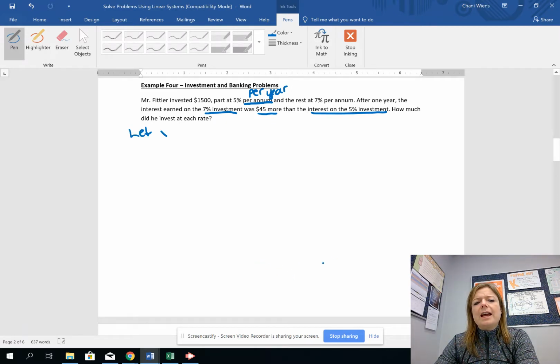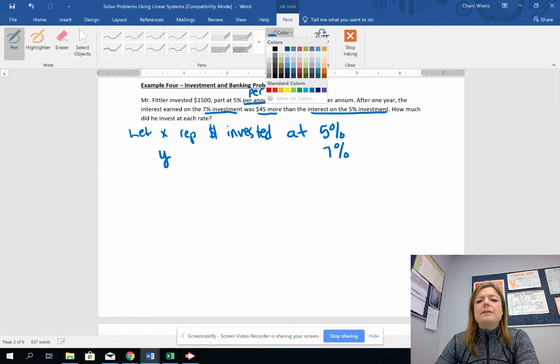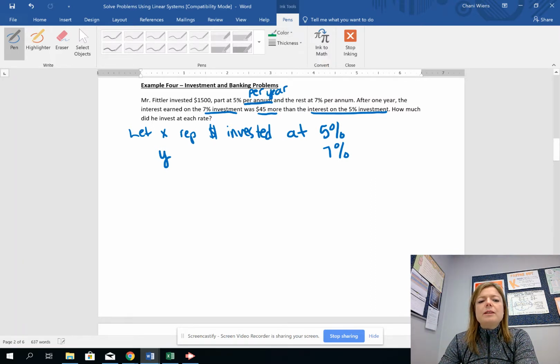So we'll just say let X represent dollars invested at 5% and let Y represent the amount invested at 7%. Now I'm going to do something that is a very good strategy while you're still learning these. I'm going to make 2 English sentences and make them into math sentences, because this can be a little confusing. So he invested a total of $1,500.